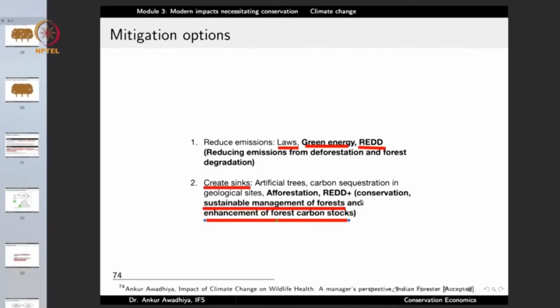So, when we look at these opportunities, conservation, sustainable management, and enhancement of forest carbon stocks, we are talking about creation of sinks through the REDD plus mechanism. So, this is also another mitigation option that we have.